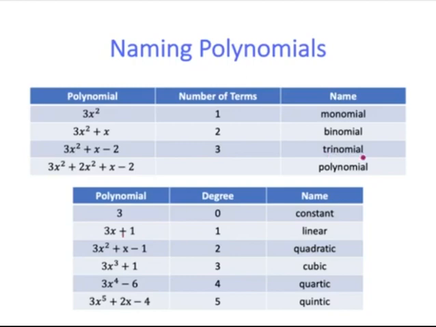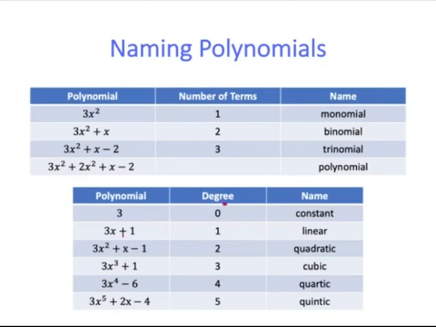And then for more than three terms, we don't have a special name. So for example, for this one here, we have four terms. That's just going to be a polynomial. Now, it's important to note that monomials, binomials, and trinomials are also polynomials. They just have special names.